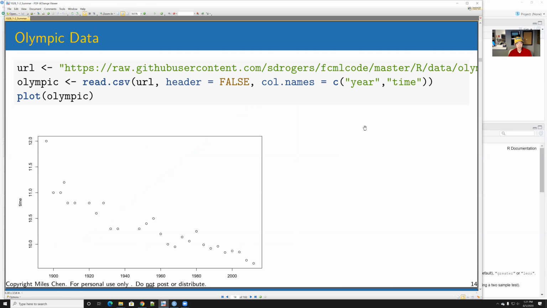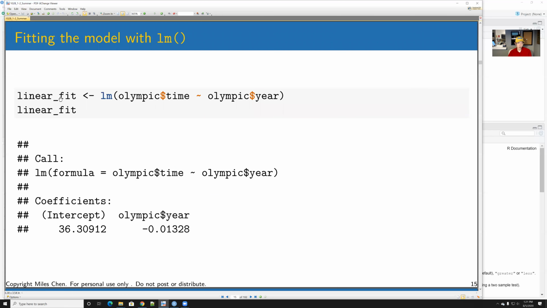All right, so let's go ahead and try this out for the Olympic data. Again, this is the winning time for the Olympic 100 meters race, and we're going to look at whether there is a relationship between time and year. We can fit this using lm, and the intercept is 36 and the slope is negative 0.013, which means every year that goes by, the winning time decreases by 0.013.